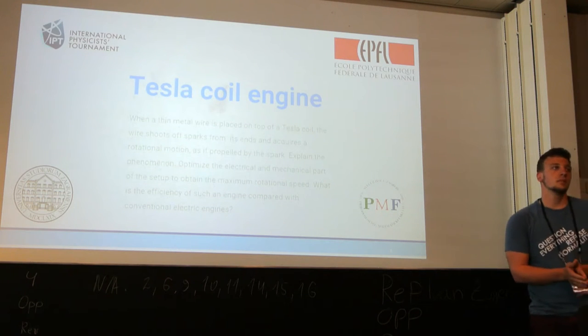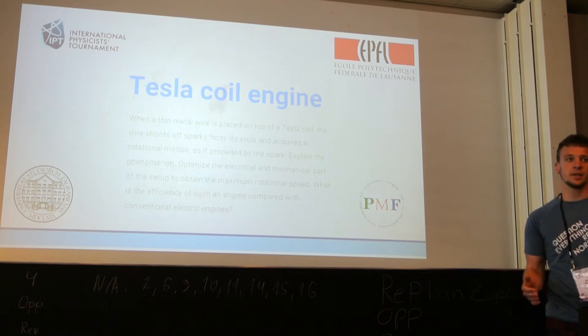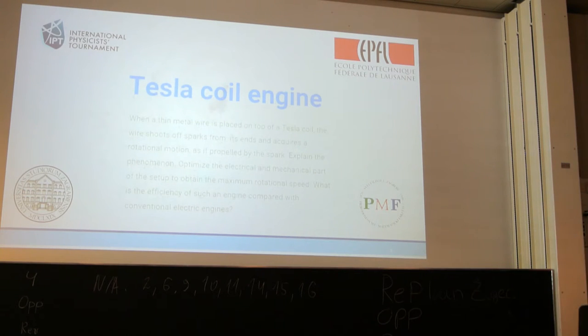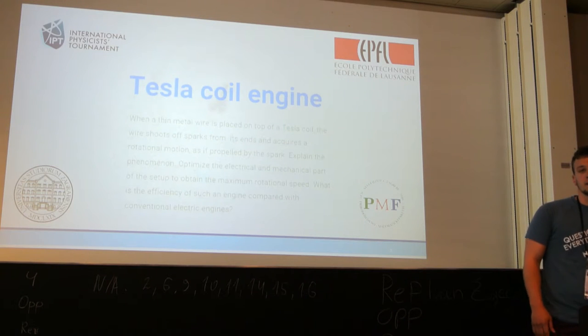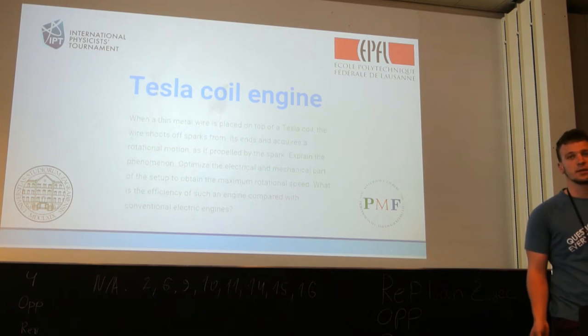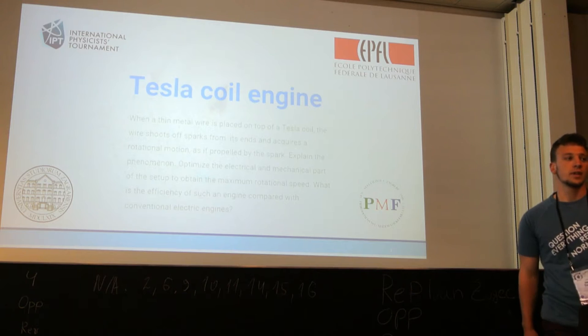Just a quick recap of the problem. The problem asks us to explain the effect of putting a wire on a Tesla coil and it starts rotating. So we need to explain that effect. We have to optimize the mechanical and electrical components of that problem in order to maximize rotational velocity. And lastly, we have to investigate the efficiency of that setup in comparison to electrical engines.